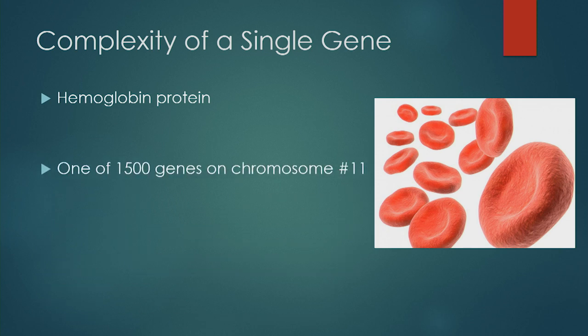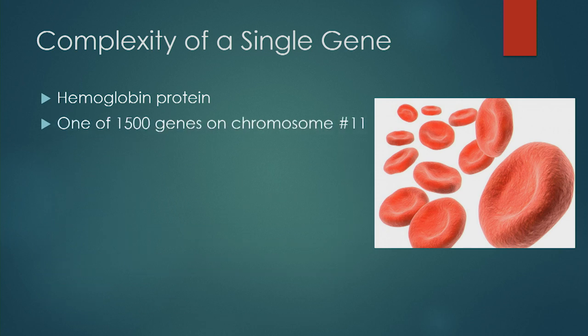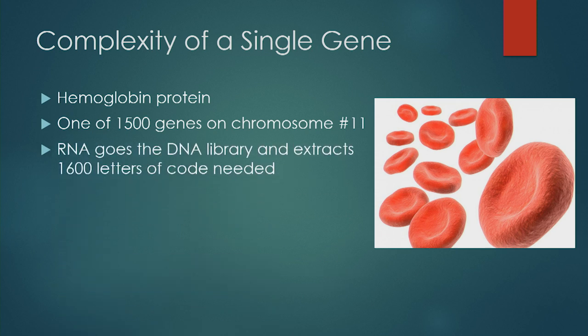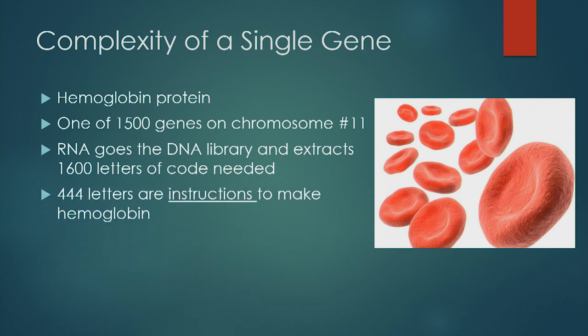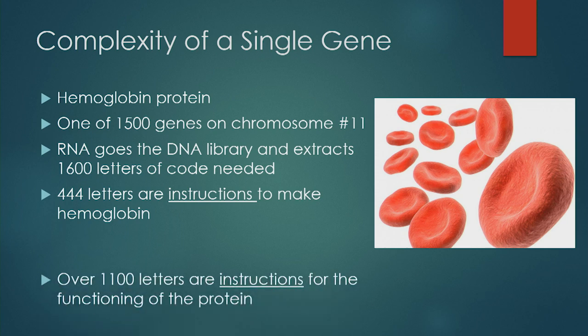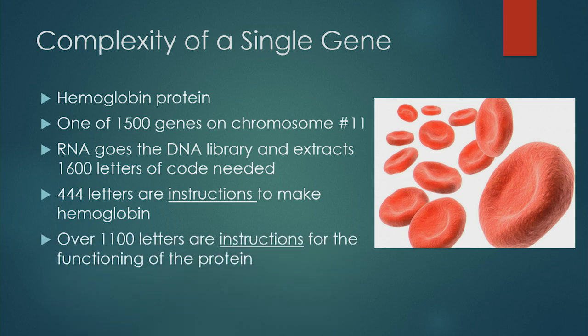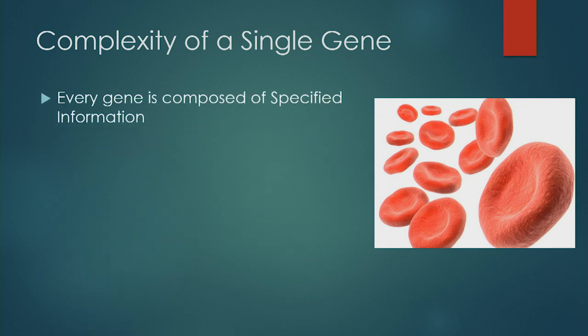It is one of 1,500 genes on chromosome number 11. The RNA, which is messenger DNA, goes to the DNA library and extracts 1,600 letters of code that are needed. Now, interesting, I have no idea how they figured this out, but 444 of those DNA letters are instructions for how to make the hemoglobin, and the other 1,100 plus letters are the instructions for the functioning of the protein. In other words, how much to make, where it's supposed to go, what it's supposed to do when it gets there. And so it's astonishing that each gene is composed of specified information.